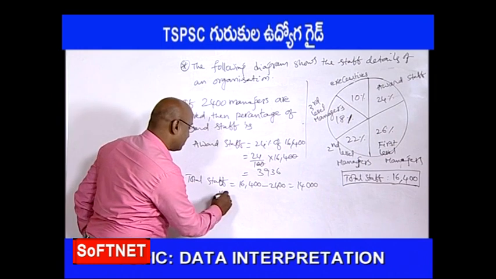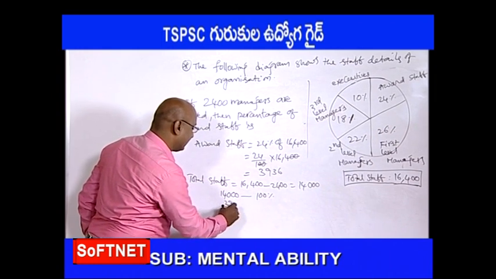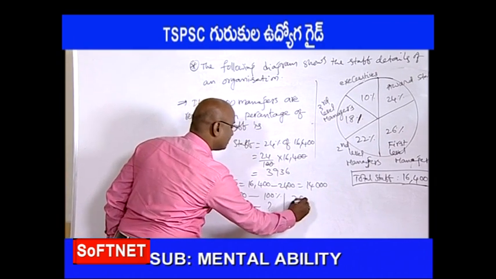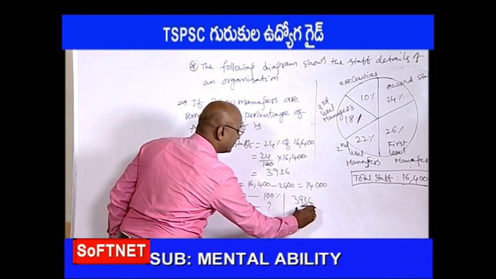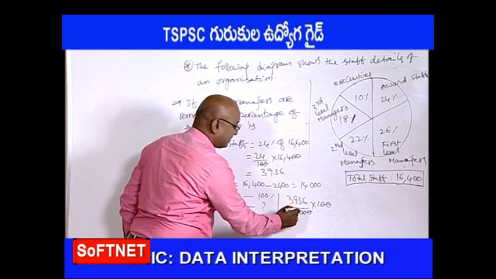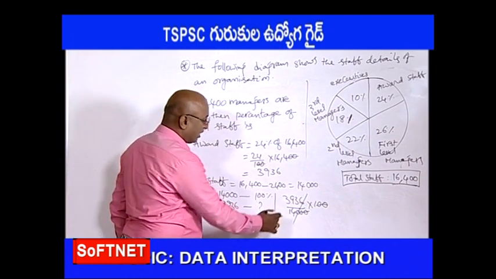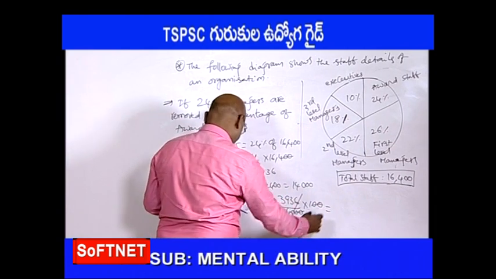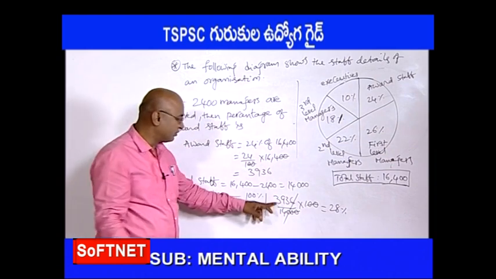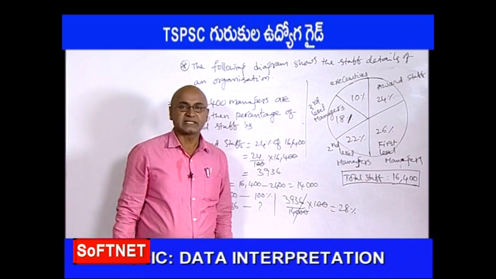Suppose 14,000 is equal to 100%, then 3,936 is how much? So 3,936 by 14,000 into 100. When it is like this, you make the ones digit 0 and cancel. Now 393 by 14, that is equal to 28%. So 14 twos are 28, so it is 28%.